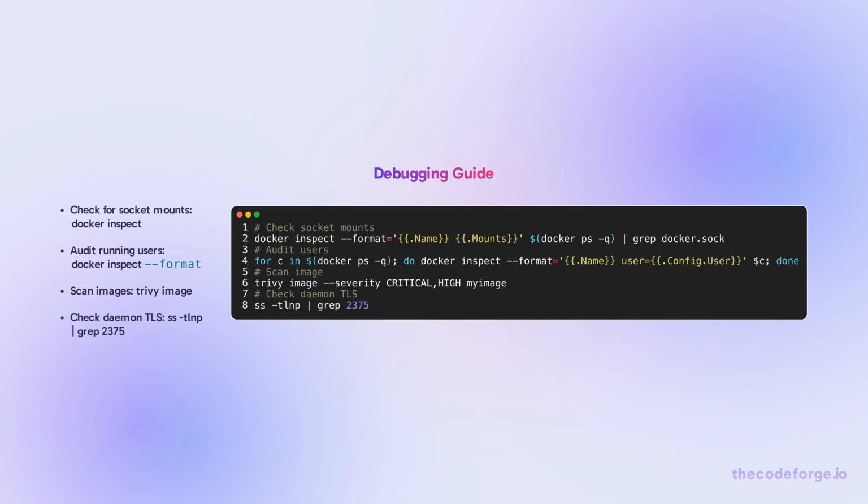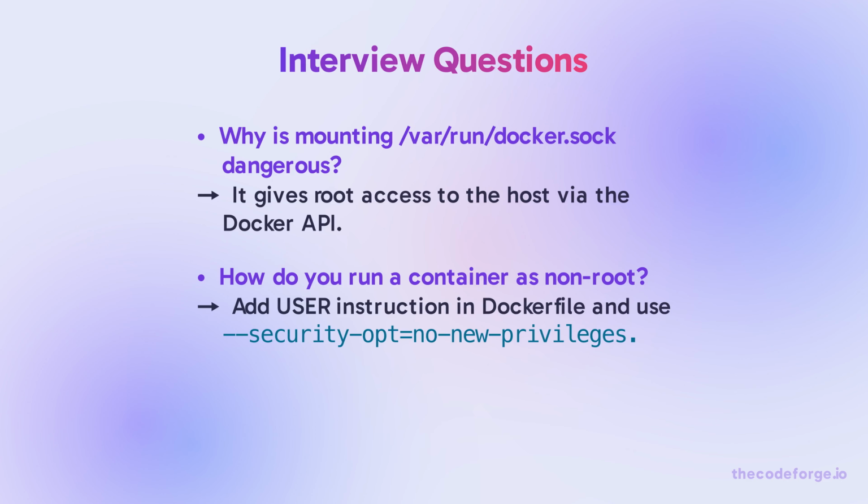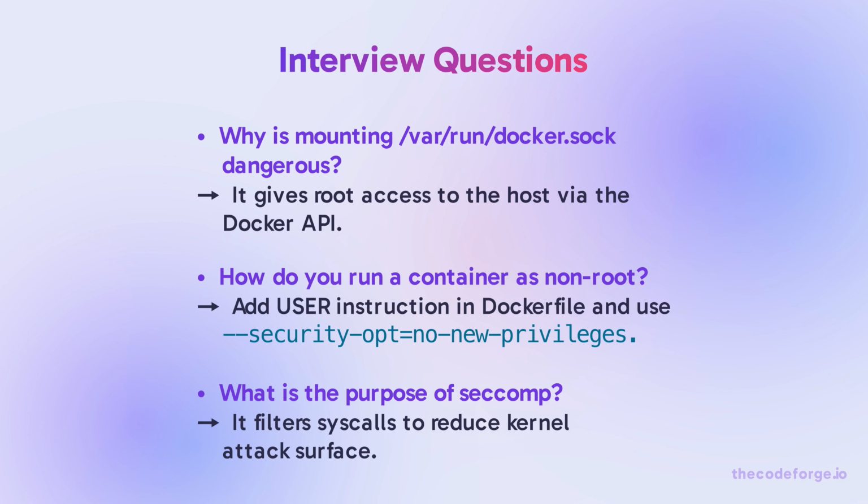Here's a debugging guide. Check for socket mounts, audit container users, scan images for CVEs, and verify daemon TLS. These commands help you quickly identify security issues. Let's run through some common interview questions. Why is mounting /var/run/docker.sock dangerous? It gives root access to the host via the Docker API. How do you run a container as non-root? Add the USER instruction in the Dockerfile and use security-opt no-new-privileges. What is the purpose of seccomp? It filters syscalls to reduce kernel attack surface.